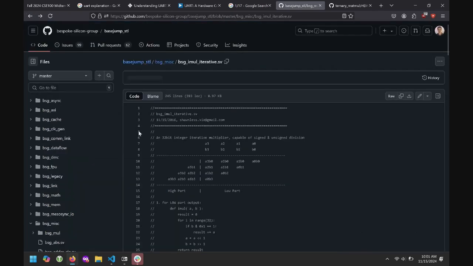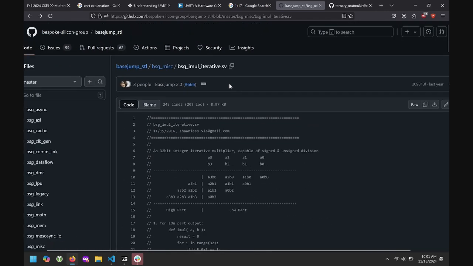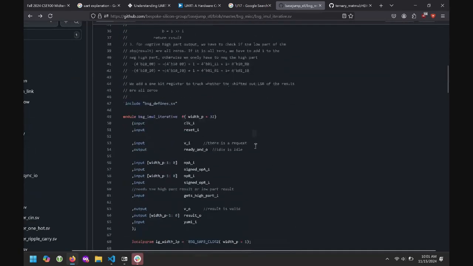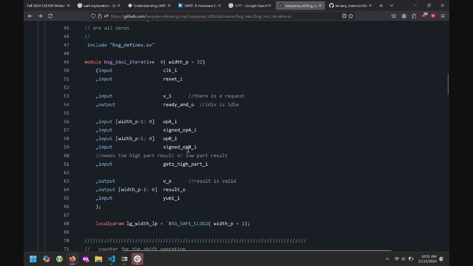I wanted to also just show you this. This is their multiplier, their iterative multiplier. That's what this I stands for. Iterative, meaning it's basically the exact same algorithm that we have implemented on paper. And this is a module that is used by thousands of designs, one of the most famous iterative multiplier implementations in Verilog.